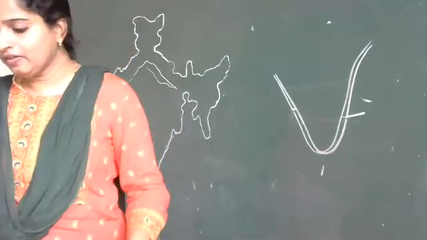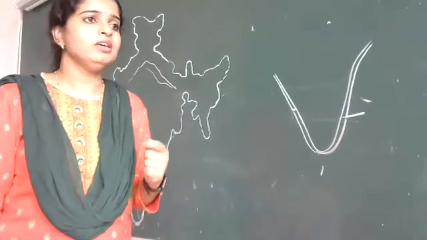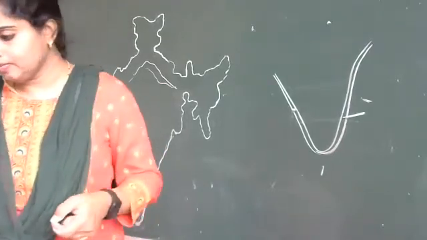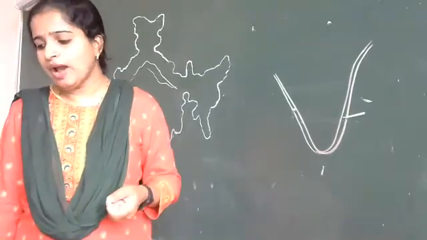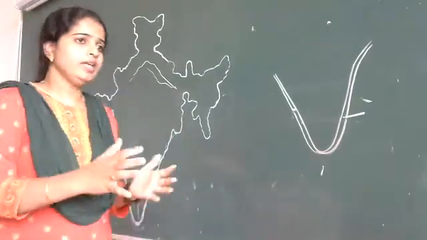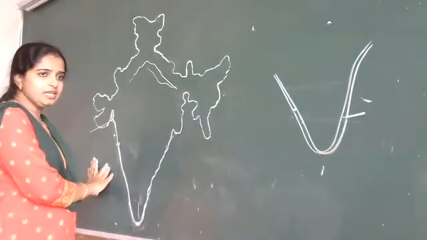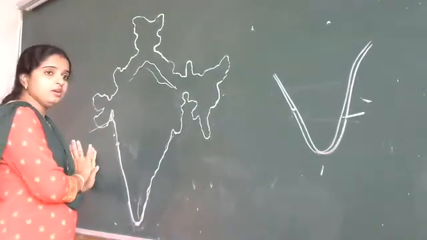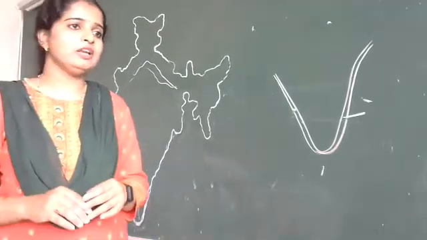The main island groups of India are the Lakshadweep Islands and the Andaman and Nicobar Islands. Yes, the Lakshadweep Islands are a group of islands in the Arabian Sea. Where is this Lakshadweep Island located? In the Arabian Sea, which is on the west side.